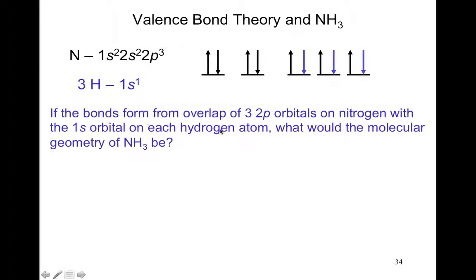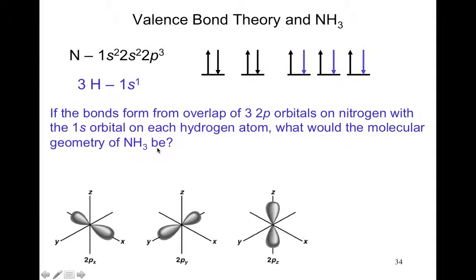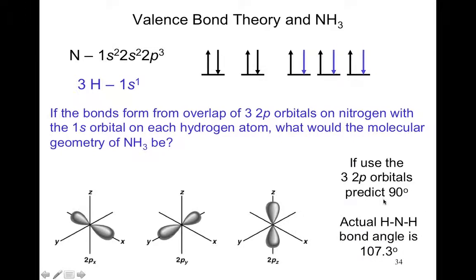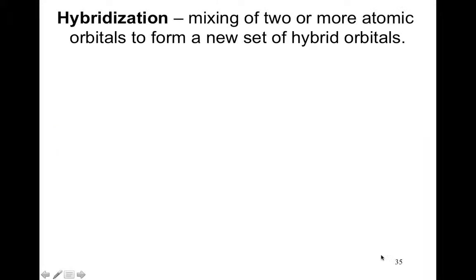So if the bonds form from the overlap of the 2p orbitals on nitrogen with the 1s orbital on each hydrogen atom, what would the geometry be? And you can see what it would look like here. There's a p orbital, there's a p orbital, there's a p orbital. And if we use the 2p orbitals, we would predict that it would probably be about 90 degrees. But actually our bond angle is 107.3, and that is of course because nitrogen has hybridization.